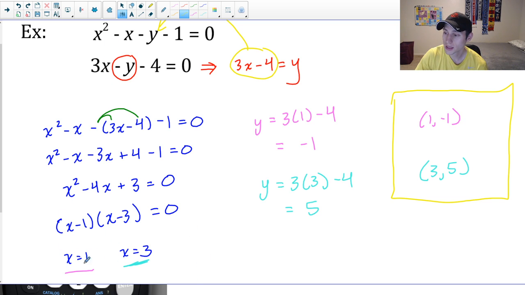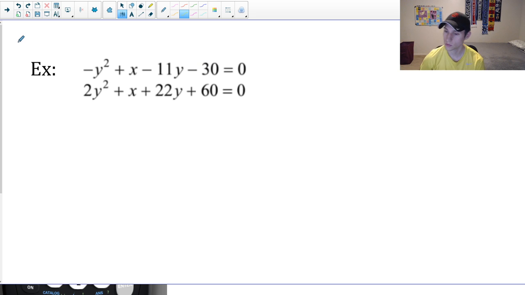So an important thing is just to not stop when you get here. Right? When I get 1 and 3, it doesn't mean that my answer is 1, 3. I see that sometimes. Okay, don't do that. It means we have to take each of these individually and separately plug them into one of our original equations to solve for the other variable. Okay?